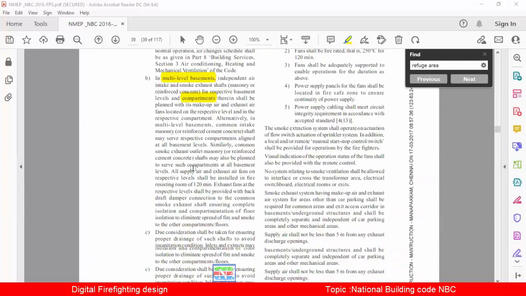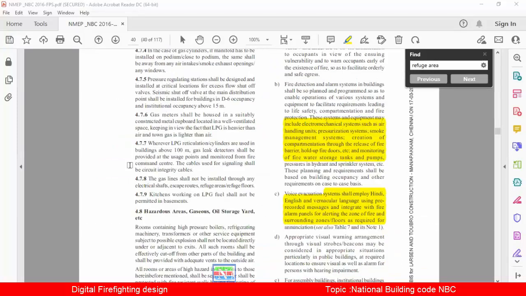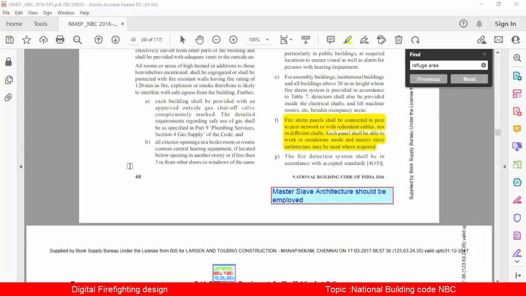Go through all the points. This is again jet fan, centrifugal, for basement, related to HVAC. Master and slave arrangement should be employed. Yesterday I told you, if you have multiple panels, they will be connected to the master.